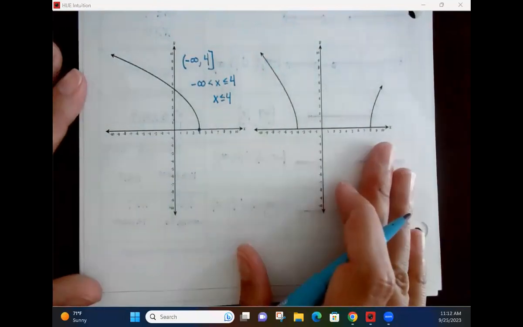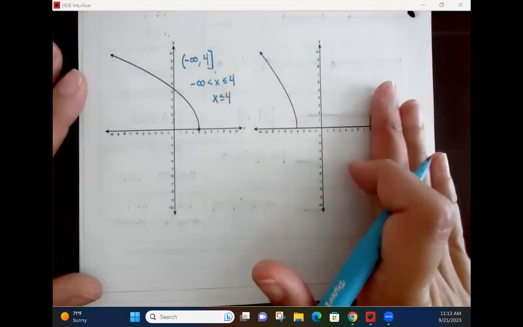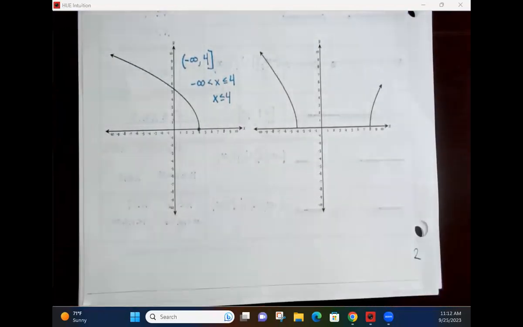For our last example here, your function is in 2 pieces again. I would like you to give me the domain for this function. So the domain of this piece and the domain of this piece. Okay, x values for this piece and x values for this piece. Give me the domain there.